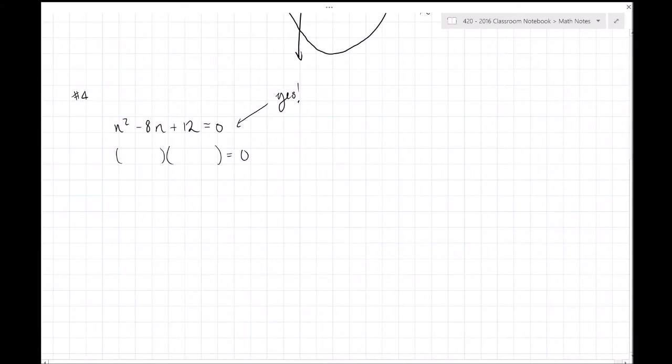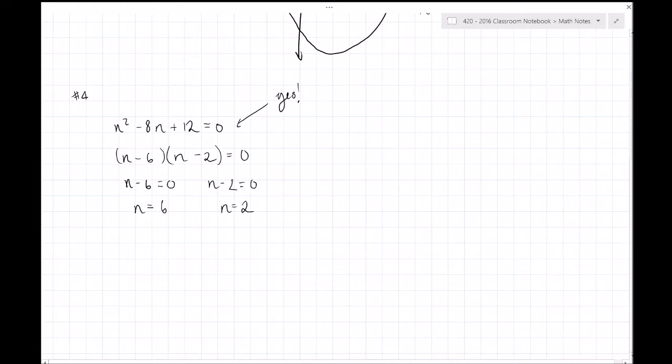I'm trying to think of numbers that multiply out to 12 that add up to -8. And those numbers are going to be n minus 6, n minus 2. -6 times -2 is positive 12. -6 plus -2 is -8. Now I take each factor and set it equal to 0. This is the application of the zero product property. I get n equals positive 6, n equals positive 2.